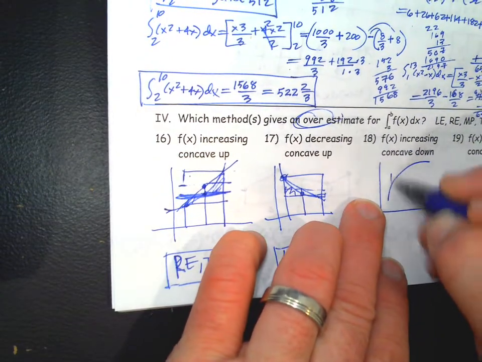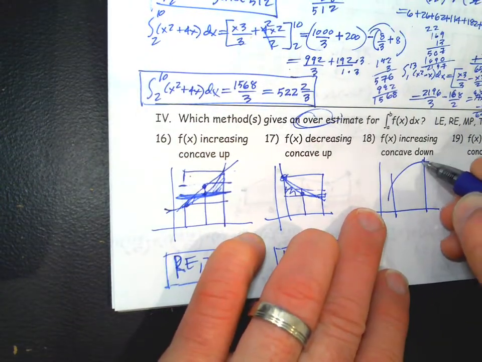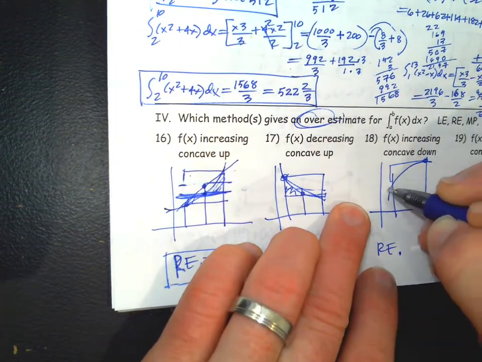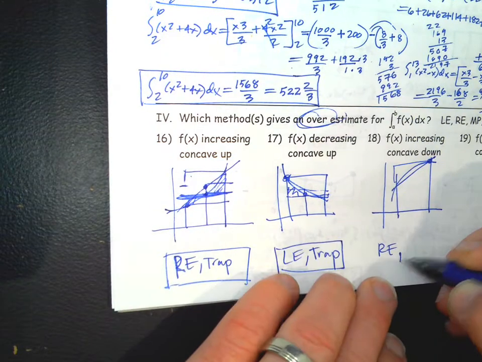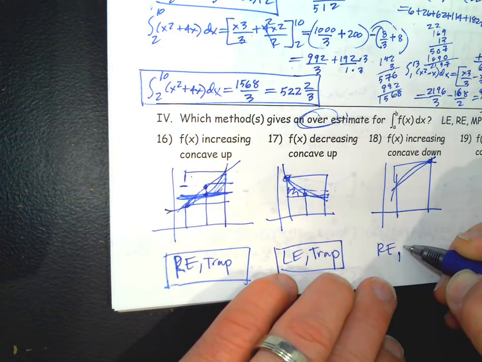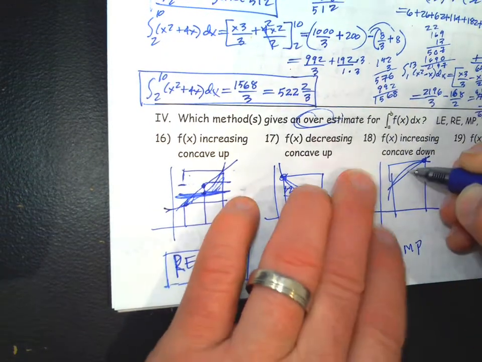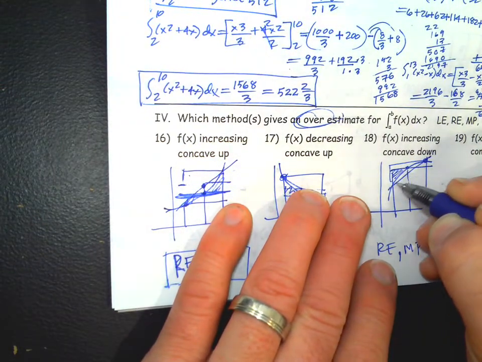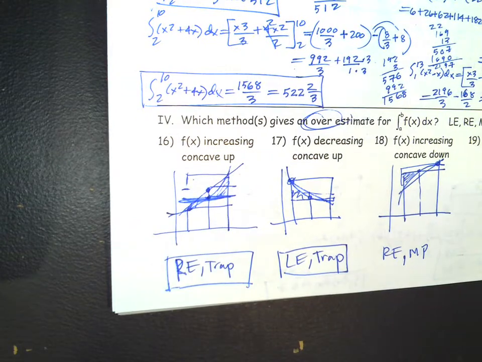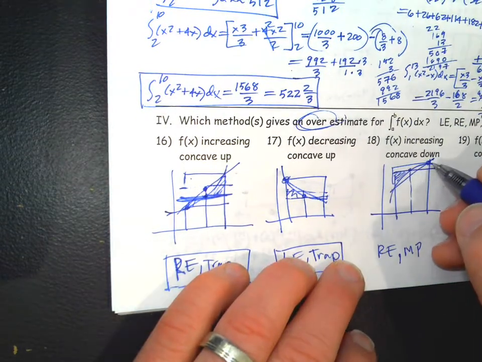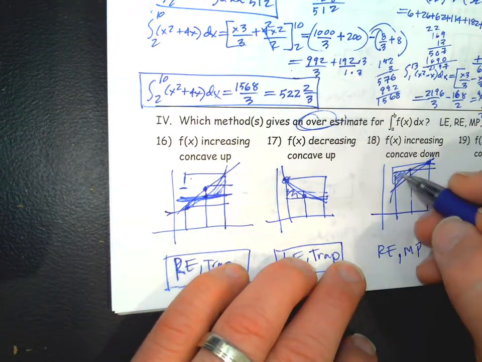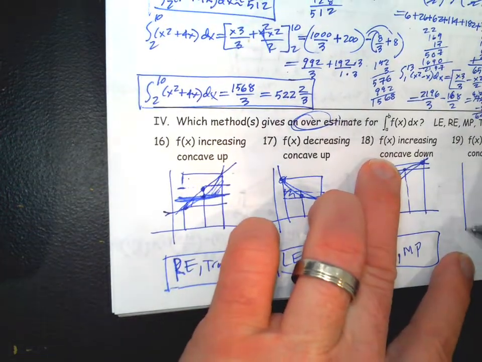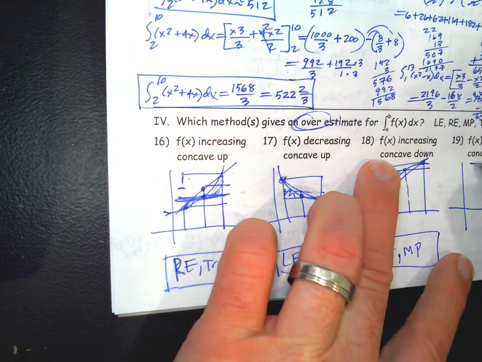Increasing concave down. Well, right end is going to be the overestimate, right? Trapezoid is going to be under, which kind of leads me to believe that midpoint will be the over. If you draw it, midpoint, you're going to get more over. And because it's concave down, the graph is getting less steep, and so the under part is less than the over part. So it's over.